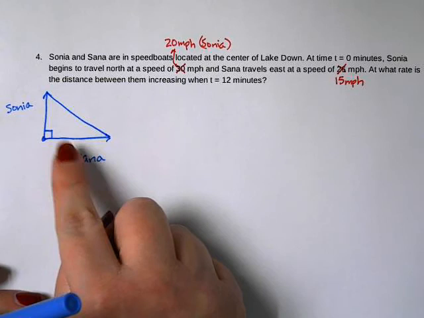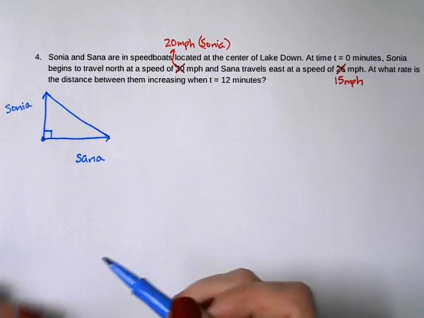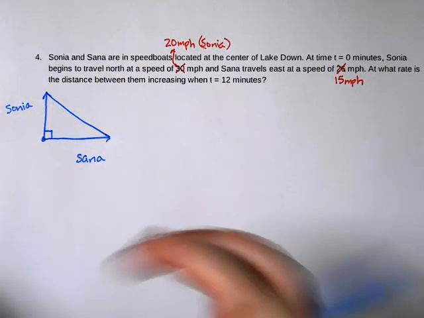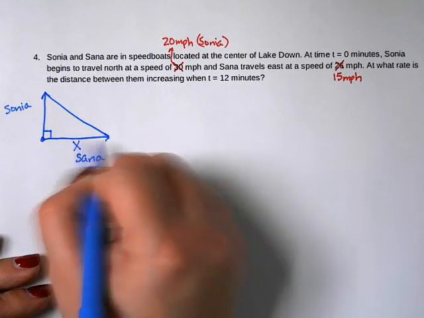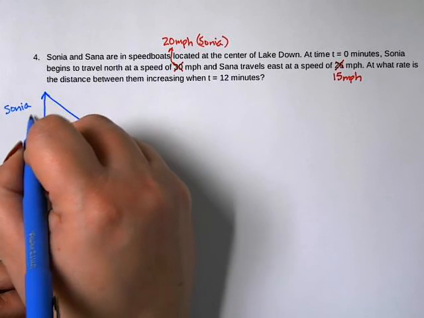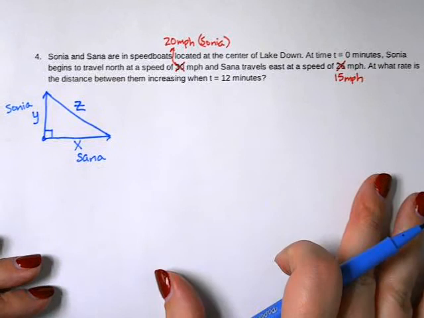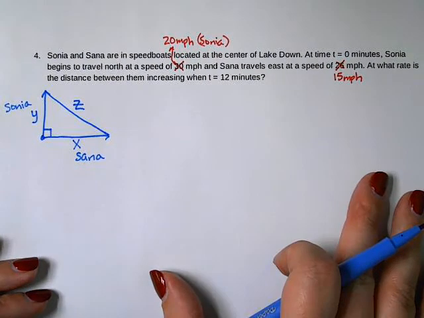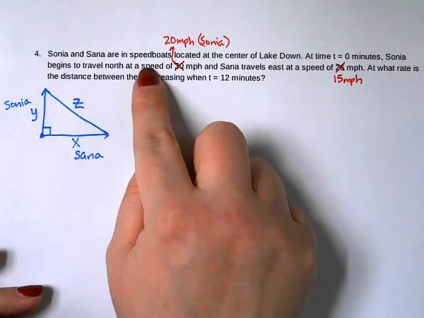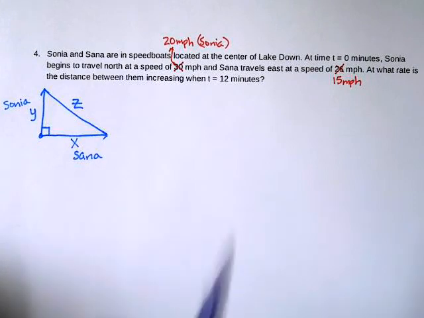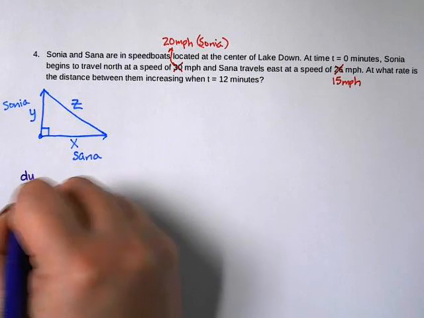Since both of these values are going to be changing, and actually all three of them, because the distance between them is changing also, they're changing the whole time, then we have to use some variables here. So Sana's distance we're actually going to call x, since she's going east. Sonia we're going to call y, and I'm going to go ahead and call the hypotenuse here z. So let's write out what we've got going on here. We know that Sonia, who's traveling north, has a speed of 20 miles per hour. So what that means is she's traveling 20 miles per hour. That then is dy/dt.